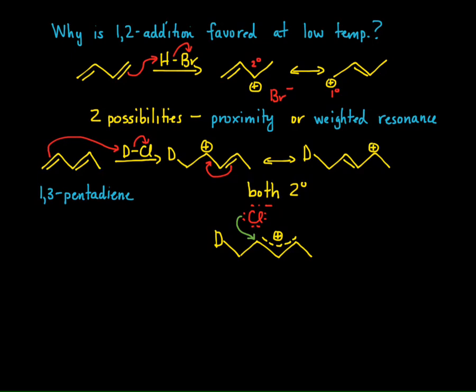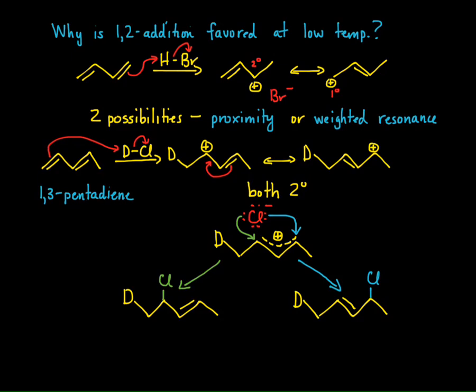And so we think about how chloride is going to react, and of course it could react at the carbon on the left, or it could react at the carbon on the right. If it reacts with the carbon on the left, we get this product, and if it reacts with the carbon on the right, we get this product. And so we can think about the product distribution.